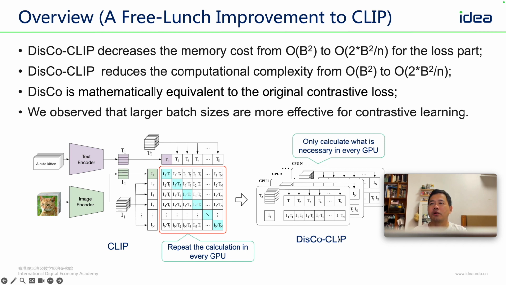Okay, this is the DisCo-CLIP. You can see that in DisCo-CLIP, we don't need to compute the full similarity matrix. We only need to compute a slice of the similarity matrix. So this is I1, and this is TA. You can do the same with T1 and IA. So you can see that in our solution, you can save a lot of computational cost, and you also save a lot of memory.